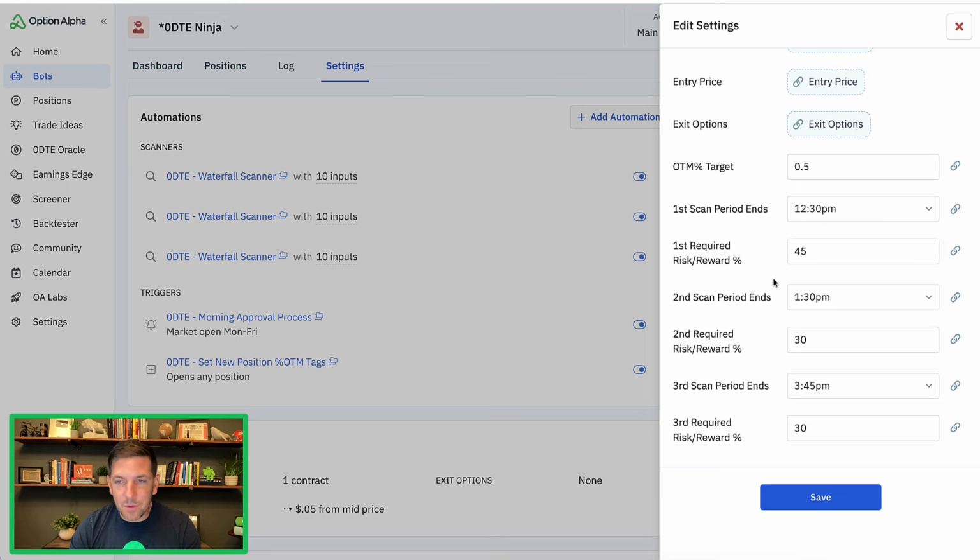Now, the second time interval goes from the first time interval to the next one, which is the second scan period, and that one ends at 1:30. For the 1:30 period, the second required period, I'm looking for a 30% reward to risk ratio. So you notice I'm slowly stair-stepping this down as we get closer to the end of the trading day, which makes a lot of sense, hopefully, because premium's starting to decay. The market doesn't have enough time to move, right? So if I enter a trade at 10:30 versus entering a trade at 1:30, that's a major difference for a 0DTE trade because I'm entering that trade later in the day.